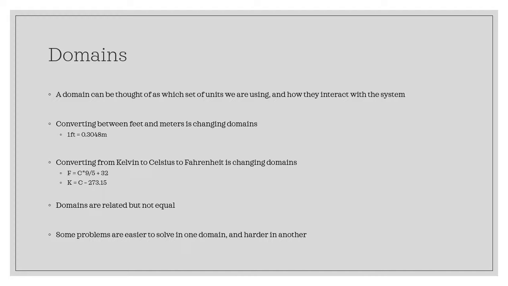And it's the same thing when we're talking about temperature. There are 3 common temperature measures. There's Kelvin, Celsius, and Fahrenheit, and each of which is its own domain, useful in its own way, and they're all related to each other, but they're not exactly equal to each other. You can't say 1 degree Fahrenheit is equal to 1 degree Celsius. Same with Kelvin. There are conversion formulas that we can use.